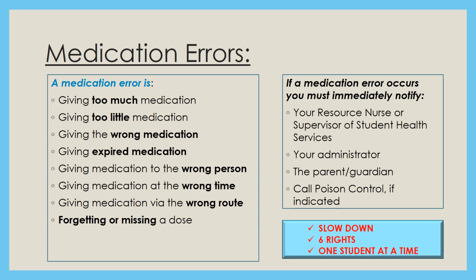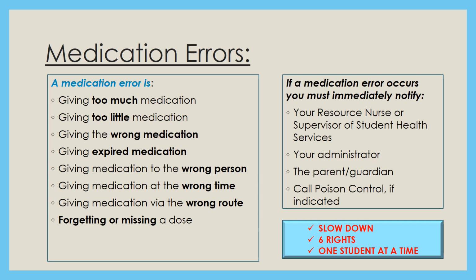A medication error occurs when medication is not given exactly as prescribed by the provider. A medication error is defined as giving too much medication, giving too little medication, giving the wrong medication, giving expired medication, giving medication to the wrong person, giving medication at the wrong time, giving medication via the wrong route, and forgetting or missing a dose.